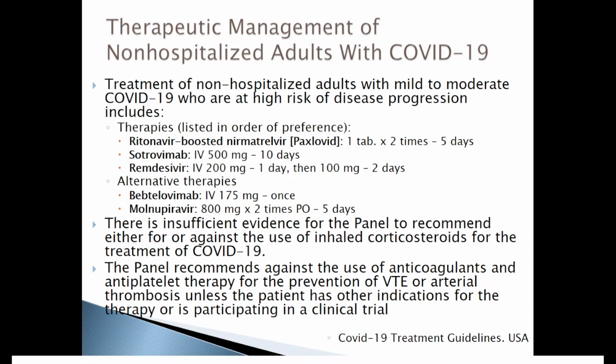Next recommendation of the United States. The panel recommends against the use of anticoagulants and antiplatelet therapy for the prevention of venous thromboembolism or arterial thrombosis unless the patient has other indications for the therapy or is participating in a clinical trial. So anticoagulants are not so commonly used in the United States. For me personally, anticoagulants are very effective even in mild to moderate cases of COVID-19, and I recommend using them. According to my clinical experience, I agree more with the Russian guidelines.